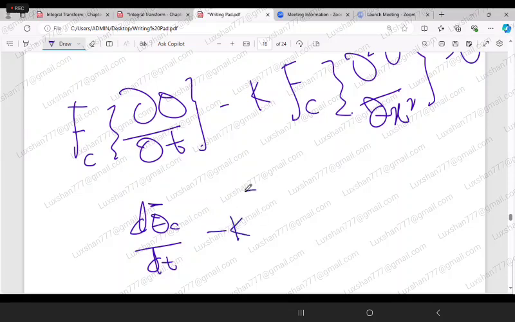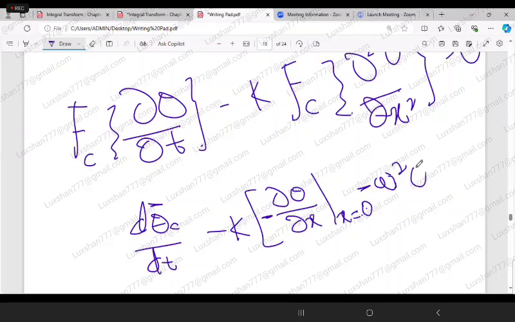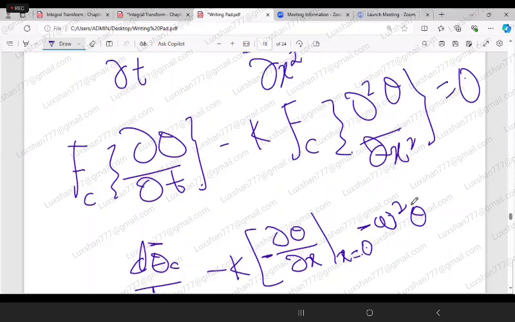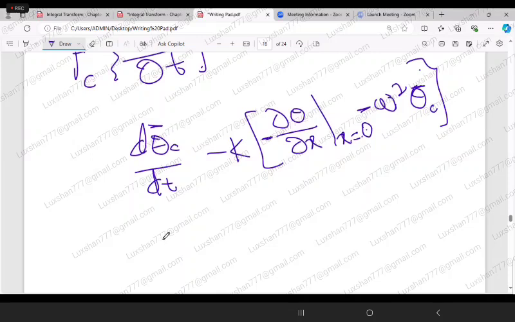minus k into, this one is actually, I know that ∂θ/∂x at x equals 0 minus ω² θ̄. So this one becomes dθ̄c/dt minus k into, this one is given as minus μ.